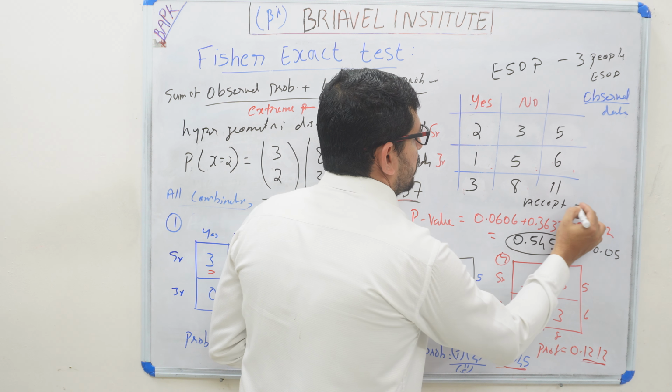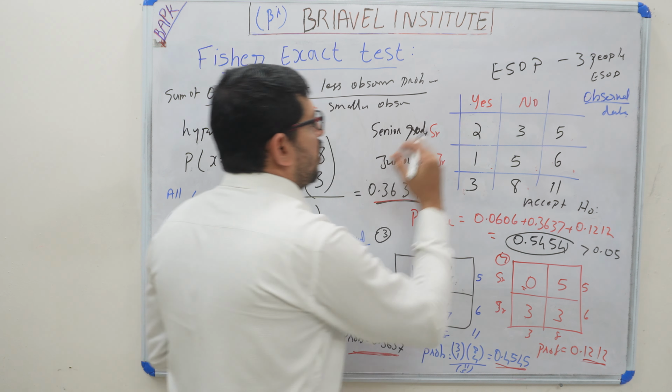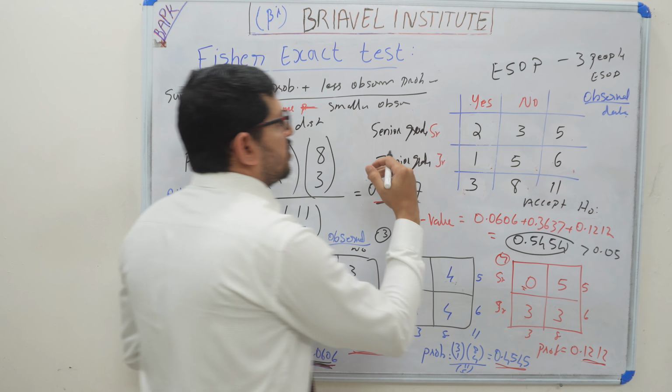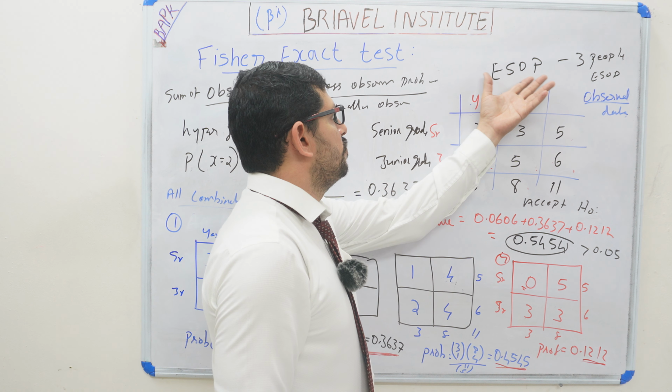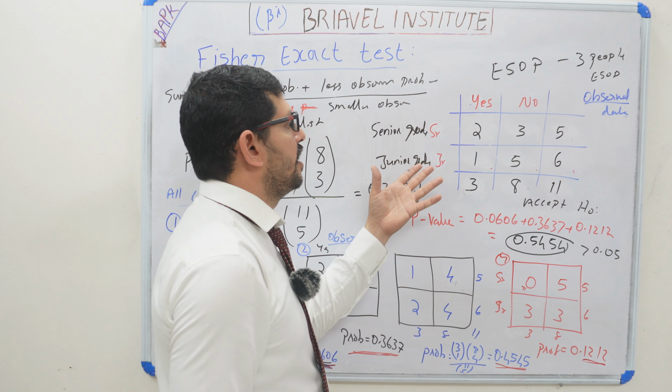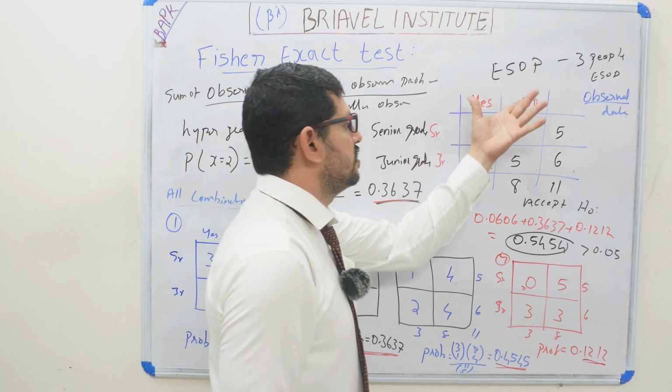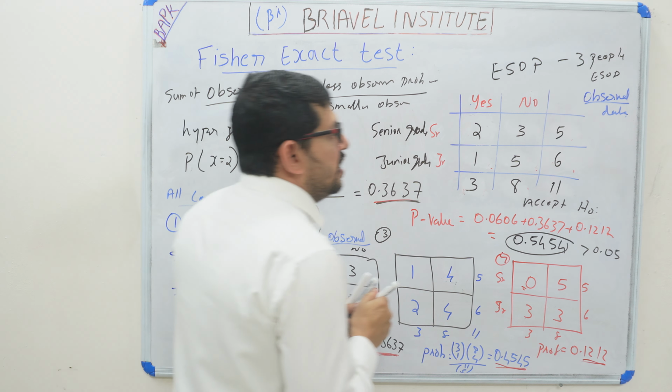null hypothesis, H0. There is no association between the ESOP distribution and the senior grade and junior grade. There is no association, so we can accept the null hypothesis. That means the ESOP distribution and the senior and junior grade, these two variables, are independent.